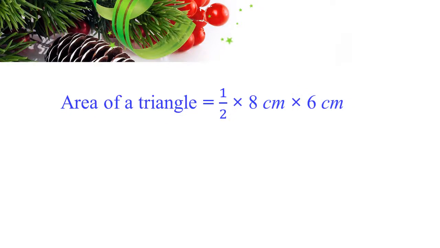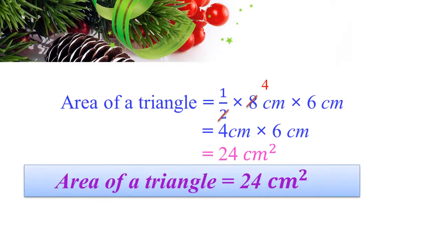Area of a triangle equal to 1 by 2 multiply base 8, height 6 cm, substitute the values. 1 by 2 multiply with 8 cm, multiply with 6 cm. Cancel the common factors. 1 2 is 2, 4 2s are 8. We get 4 cm multiply with 6 cm. 4 6s are 24 cm square. Area of the triangle equal to 24 cm square.